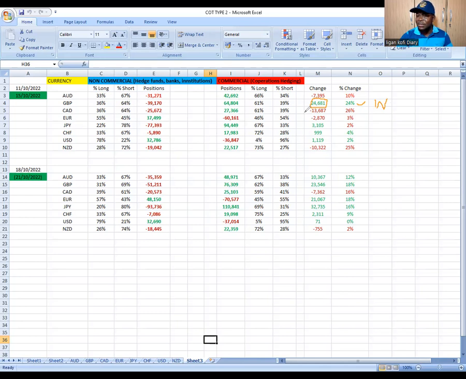Do you get the calculation? GBP is bearish because this is the trend. The trend here shows that it is bearish, but more people have gone bearish on GBP. So it means GBP is going to suffer more. It's going to be weak the more.